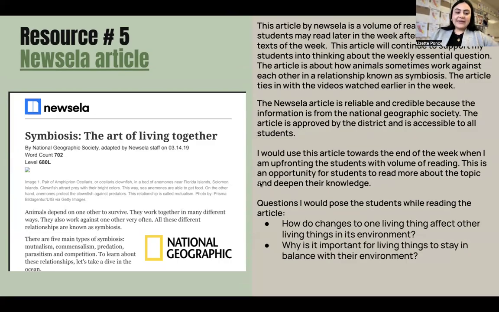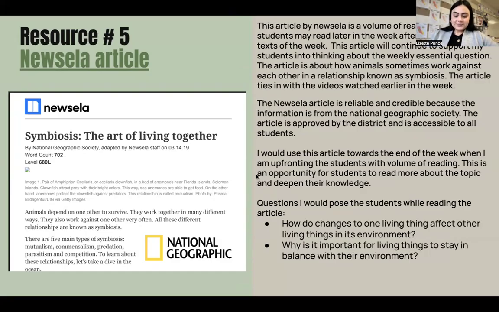I would use the article toward the end of the week. It can even be an option between this one and the other article that I previously mentioned. Again, I would pose questions to students here. How do changes to one living thing affect other living things in its environment? Why is it important for living things to stay in balance with their environment? They can always tie that into the readings as well.